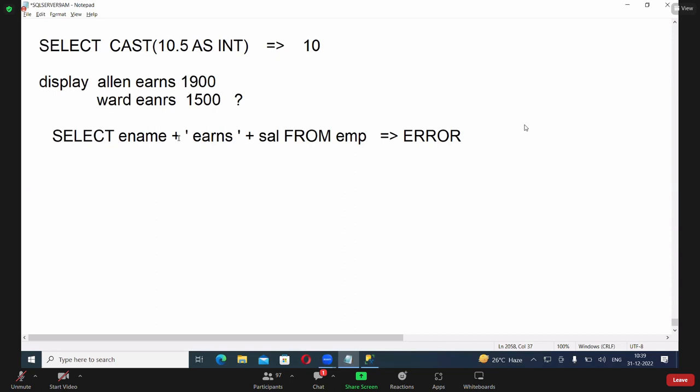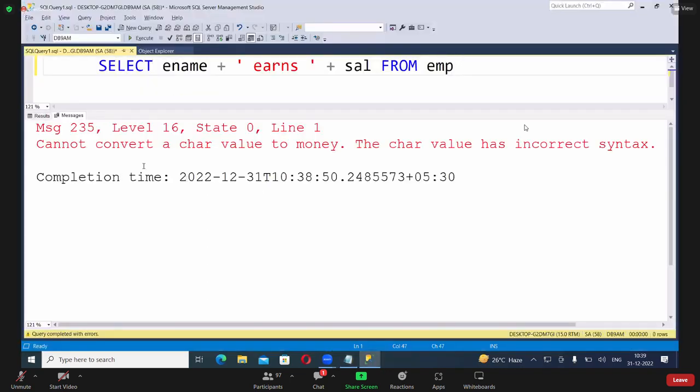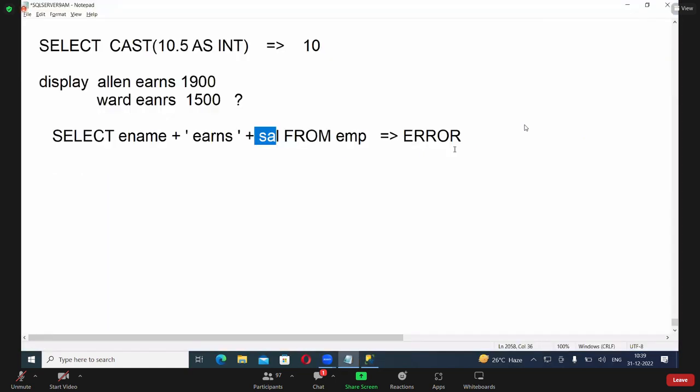When you are doing concatenation, all must be character type. This is already character. Ends is also character. But salary is not character; salary is money type. That's why it gives the error: cannot convert character value to money. So this is giving an error.